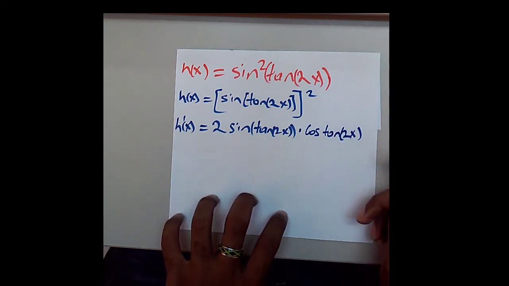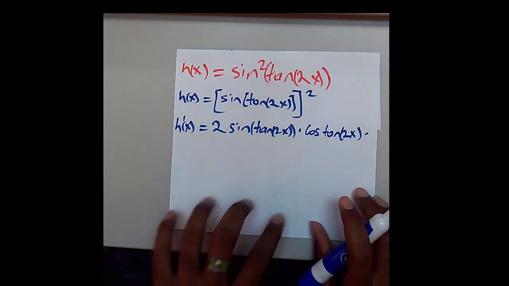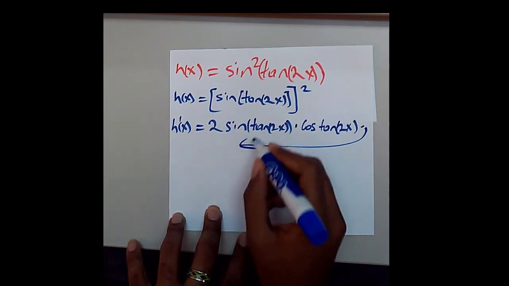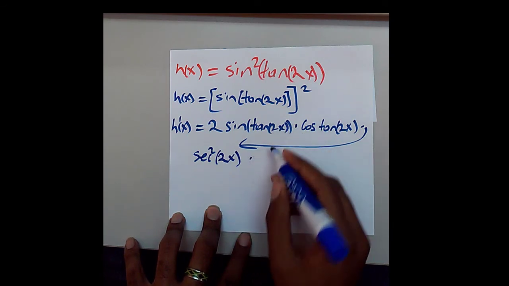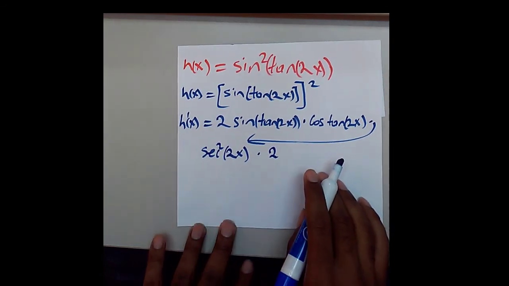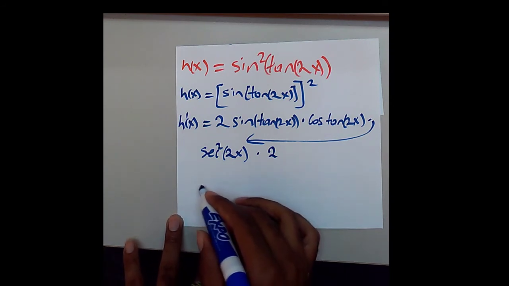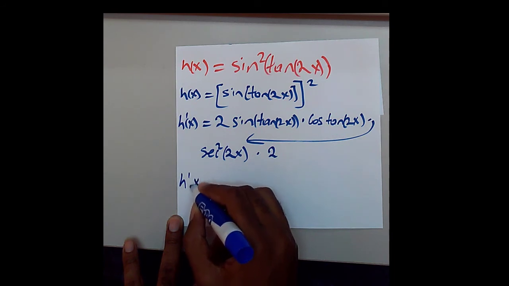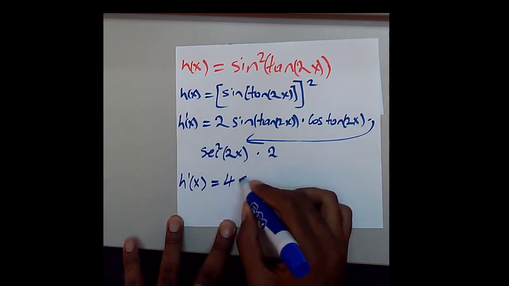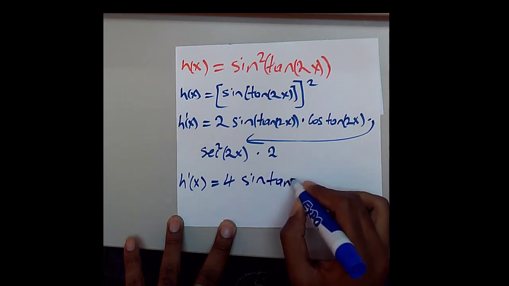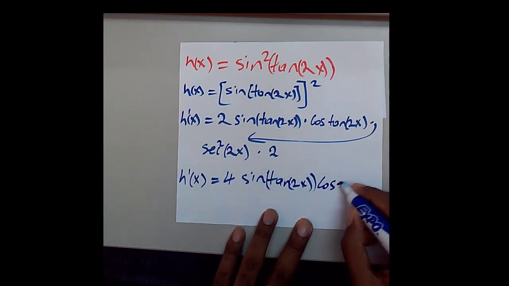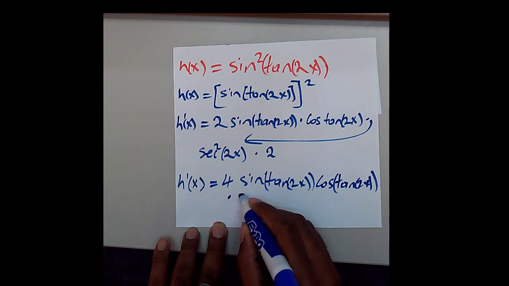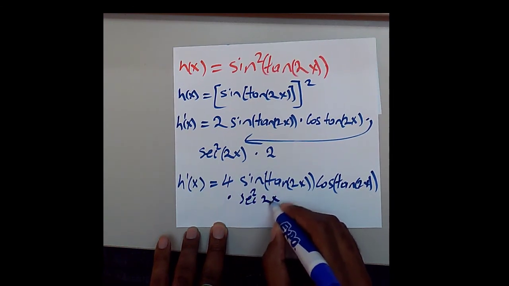And then we also have a function tan 2x. We must differentiate tan 2x, which is just sec squared 2x times the differential of 2x, which is just 2. So our differential of h of x equals sine squared tan 2x is just h prime of x is equal to 4 sine tan 2x cos tan 2x multiplied by sec squared 2x.